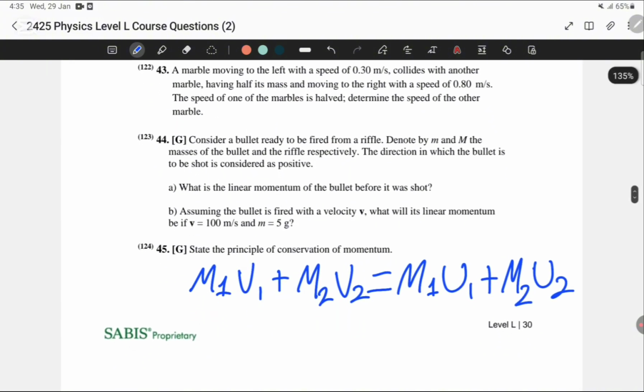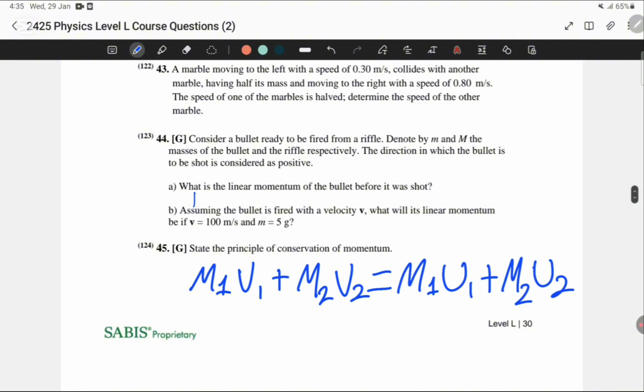Consider a bullet ready to be fired. Okay, so here they want what is the linear momentum of the bullet before it was shot. They said here a bullet ready to be fired, which means it was at rest, it wasn't moving. So the linear momentum of the bullet before it was shot is 0, since it was at rest.